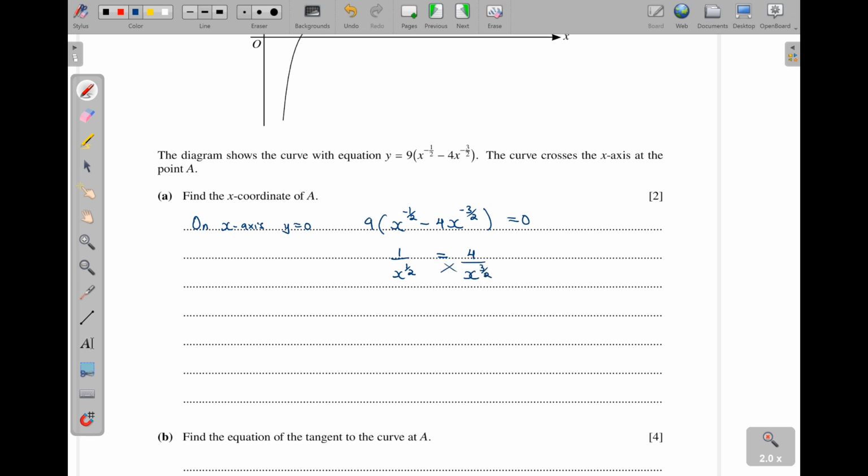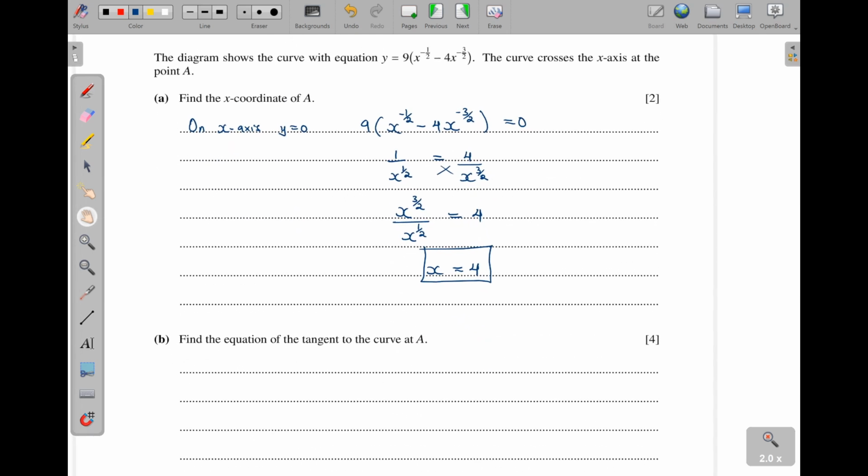Then I will cross multiply. I will just bring this x here, and then I use the rules of indices. So x to the power of 3 over 2, divided by x to the power of a half, will be equal to 4. Now from here, using the rules of indices, we shall have 3 over 2 minus a half. 1.5 minus 0.5, you get 1. So that means we have x equal to 4.